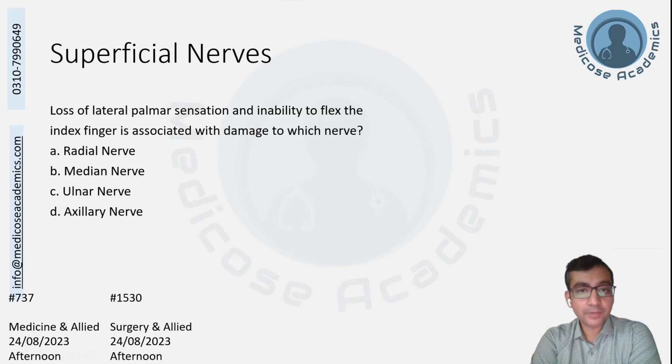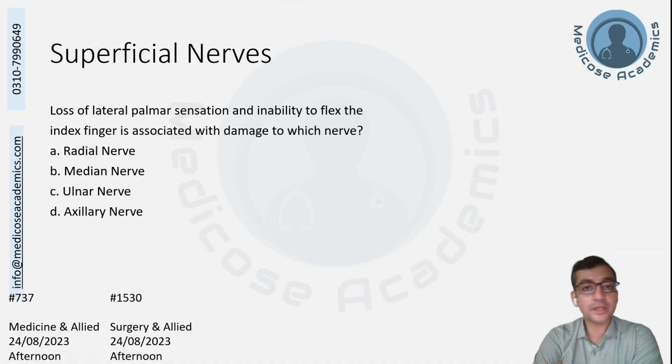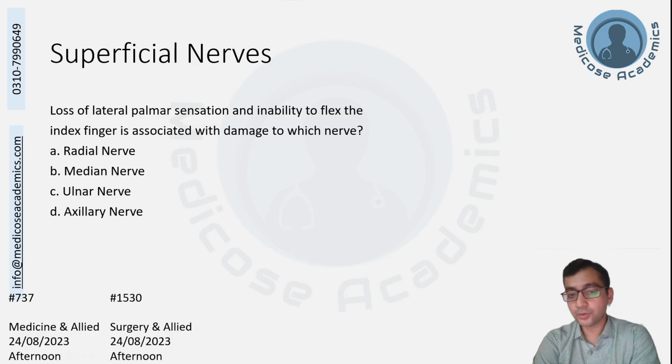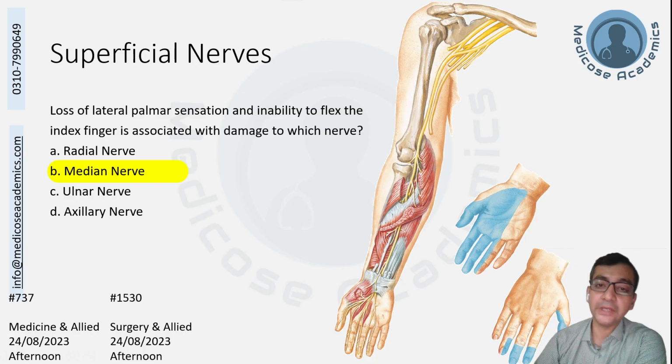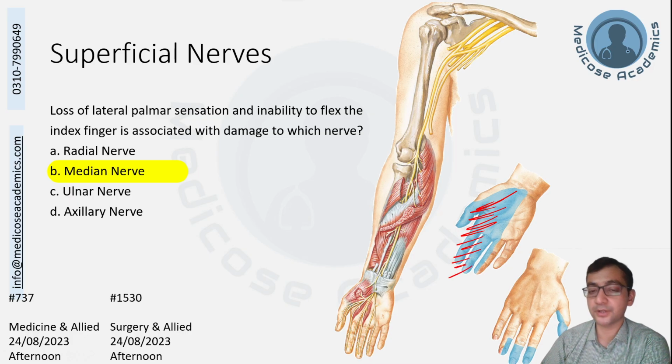Loss of lateral palmar sensation and inability to flex index finger. Lateral palmar sensation lost, inability to flex index finger. So this is due to the loss of median nerve, as we had discussed, because loss of the median nerve will lead to the loss of both flexor digitorum superficialis and the lateral half of flexor digitorum profundus, and the loss of sensation of the lateral aspect of hand.